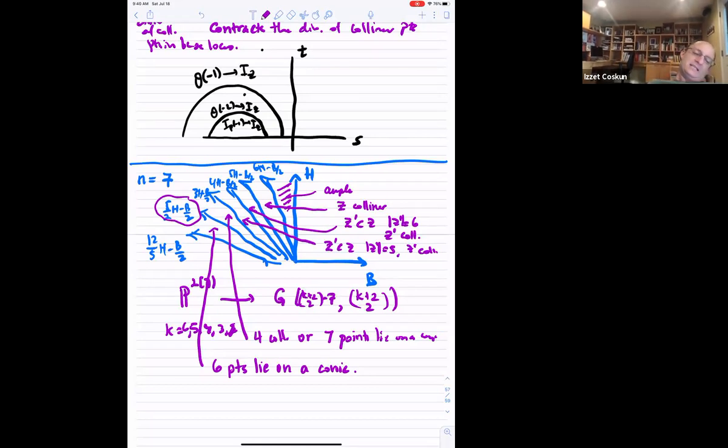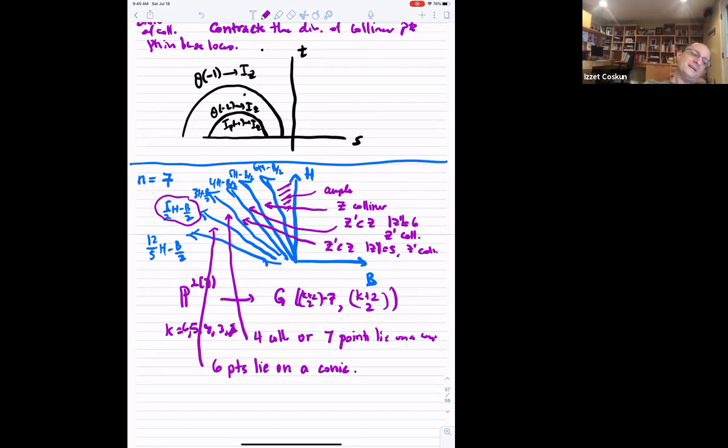But initially what you think happens, right? First, the most special position for 7 points is that they're all collinear. Then the next one is if 6 of them are collinear, then 5 of them are collinear. Then at some point, all of them lie on a conic. And then, as you go deeper and deeper, you'll start seeing more and more higher rank vector bundles.